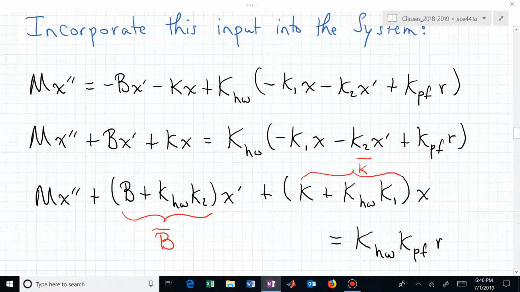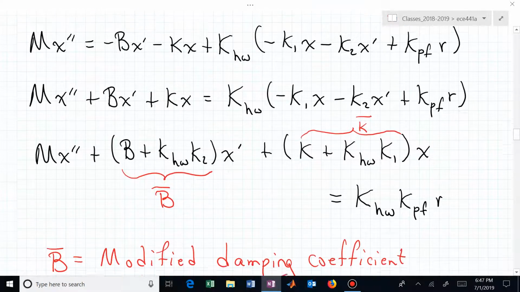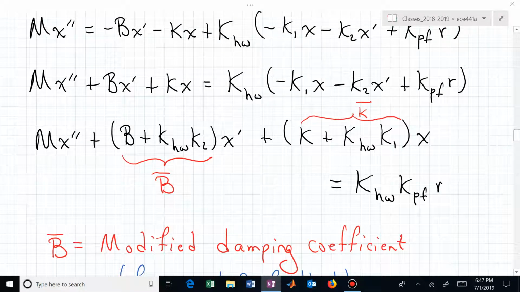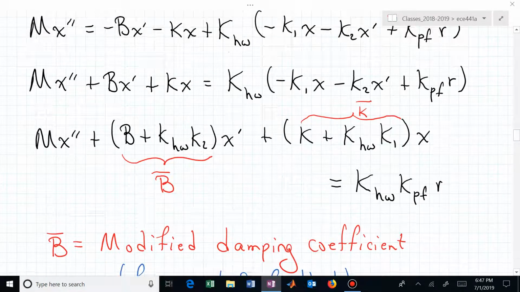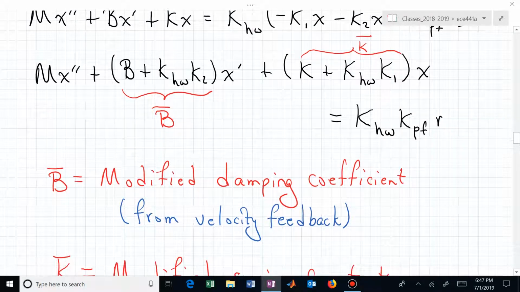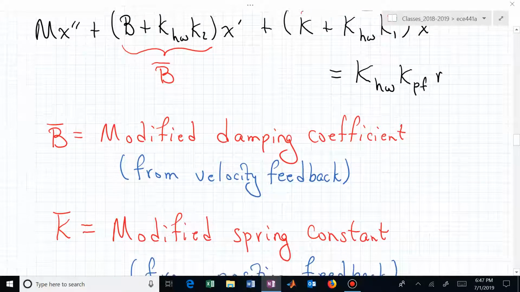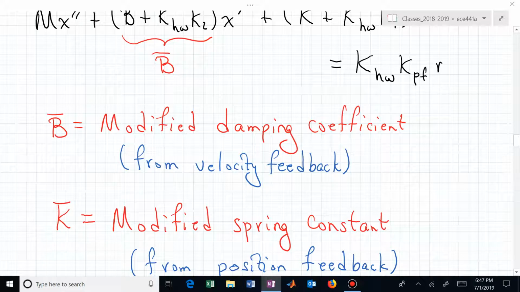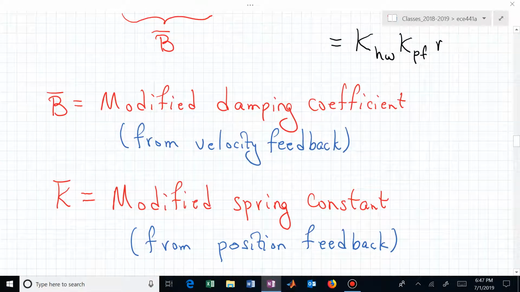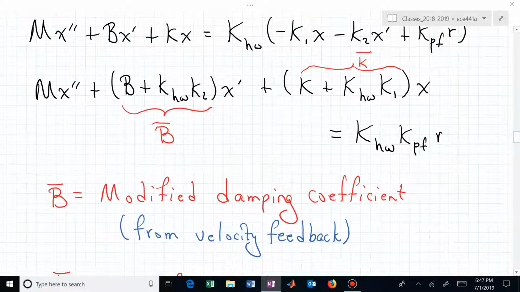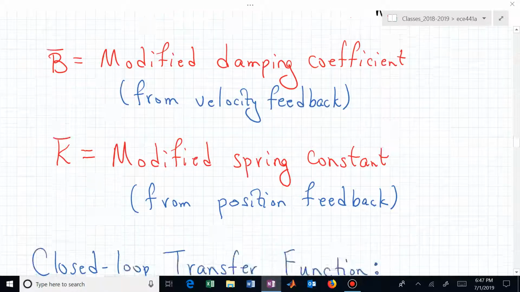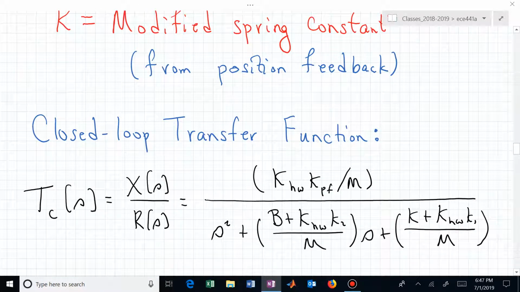Likewise, our spring constant has now changed to be k plus k hardware k1, and we have our reference input coming in through k sub pf. B bar, the modified damping coefficient, is a result of having velocity feedback. We've now changed the spring constant with position feedback.